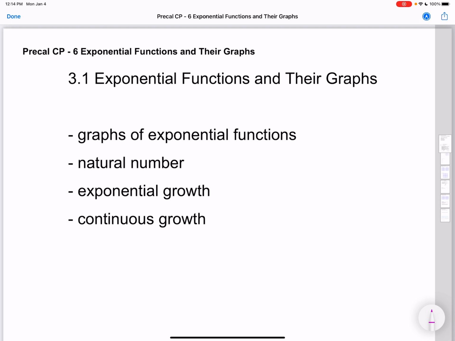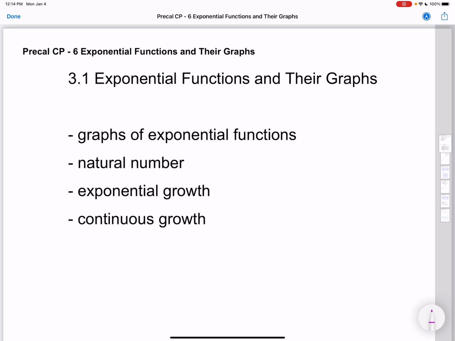Hi, pre-calculus. This lesson is going to review a lot of the things we've done, but it is also going to show us more in depth the graphs of these functions that we've been working with, logarithms and exponentials, which are the inverse of each other.